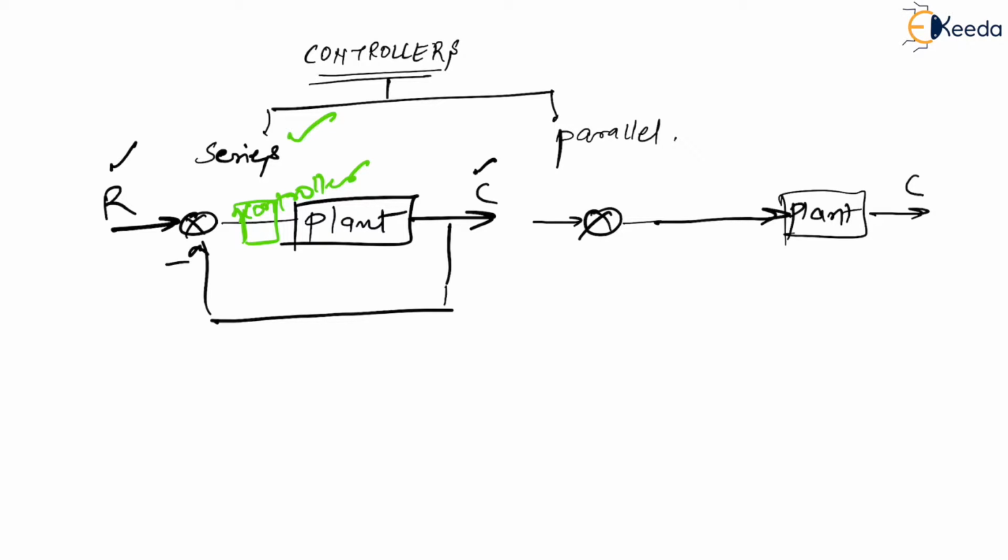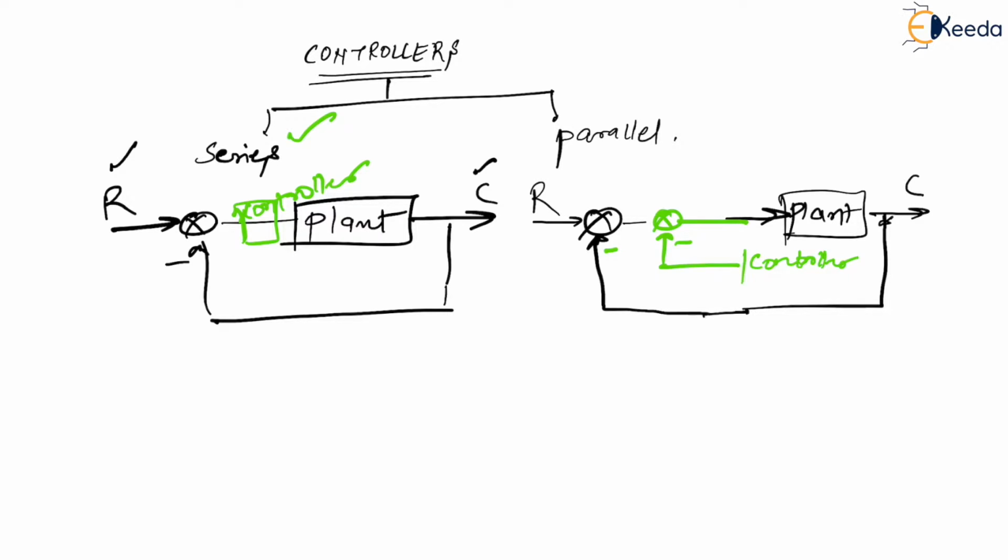You have a plant, you have an output C, you have input R, and the output feedback. Now, if I have one more summing block here, negative feedback definitely, and I have a controller which is in feedback in this way, then we say that it is a parallel controller.